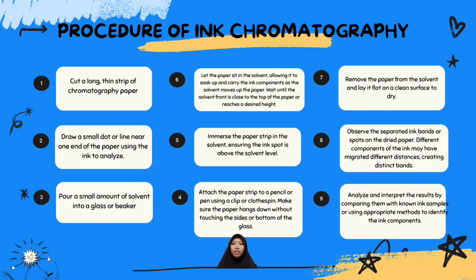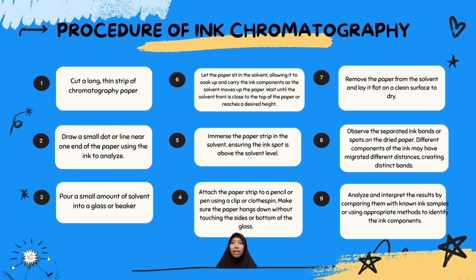Next, we will continue on the procedure of ink chromatography. First, we have to cut a long thin strip of chromatography paper. Then we draw a small dot or line near one end of the paper using the ink to analyze. Then pour a small amount of solvent into a glass or beaker. Attach the paper strip to a pencil or pen using a clip or clothespin. Make sure that the paper hangs down without touching the side or bottom of the glass. Immerse the paper strip in the solvent, ensuring the ink spot is above the solvent level, and let the paper sit in the solvent, allowing it to soak up and carry the ink components as the solvent moves up the paper. Wait until the solvent is close to the top of the paper or reaches the desirable height.